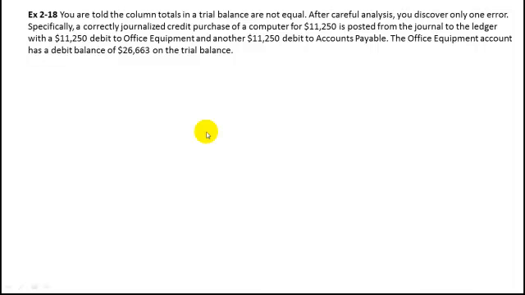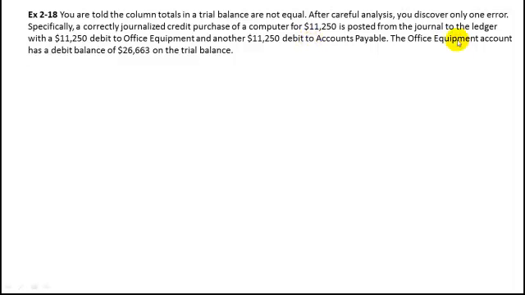You are told the column totals in a trial balance are not equal. After careful analysis, you discover only one error. Specifically, a correctly journalized credit purchase of a computer for $11,250 is posted from the journal to the ledger with a $11,250 debit to office equipment and another $11,250 debit to accounts payable. So the problem is we have two debits. We don't have equal matching debits and credits.